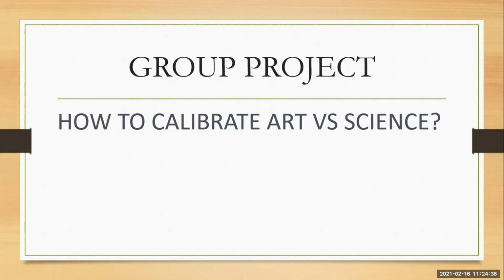How to calibrate art versus science? What do you mean? I don't quite understand that part. Like if the businessman thinks they want to achieve more product, but in reality people have limits. They have to take a rest. They still have to go somewhere else, and they cannot achieve what the boss wants.